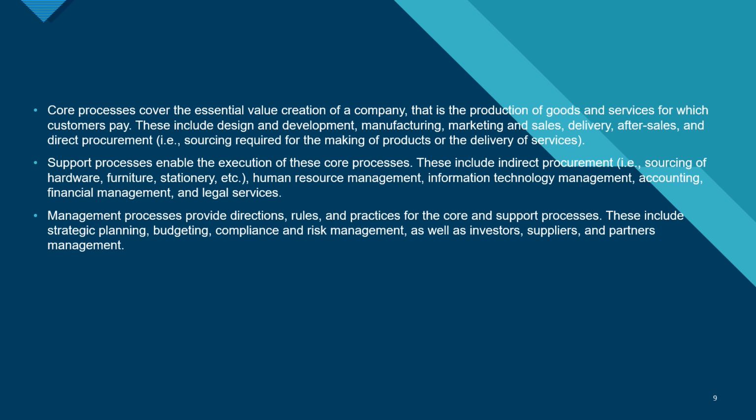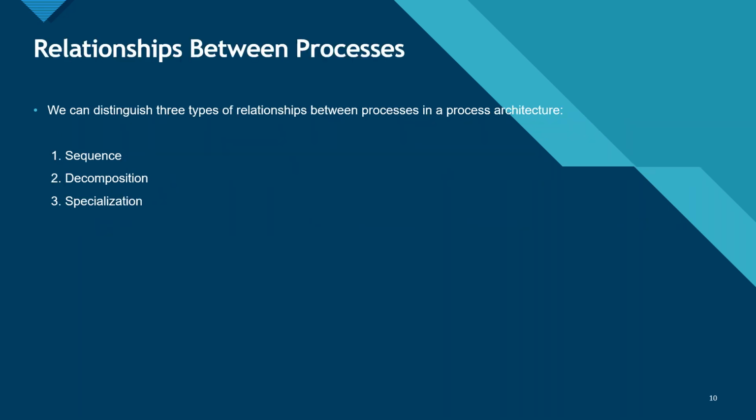And the core processes are as follows, where this includes the design and development, manufacturing, marketing and sales, deliveries, after sales, and direct procurement. So what is the relationship between processes? Coming to the relationship between the processes, there are basically three types.